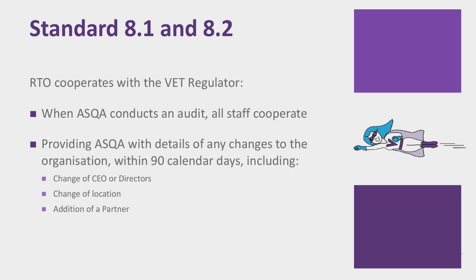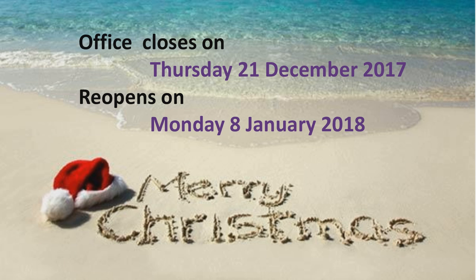So this is once you've become an RTO and you are registered, then you can update your details with the government and make sure that they have the most current address of your location, but also your other delivery sites. So basically under this standard, it says that you must keep ASQA informed of any changes. There you go. So that's the end of that one.